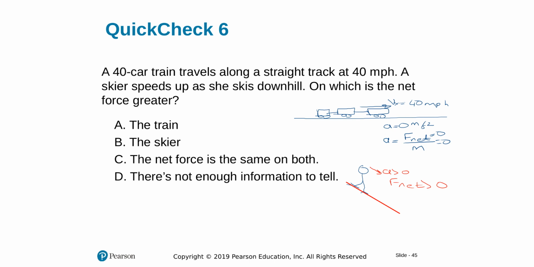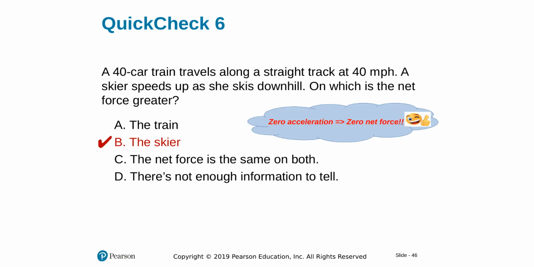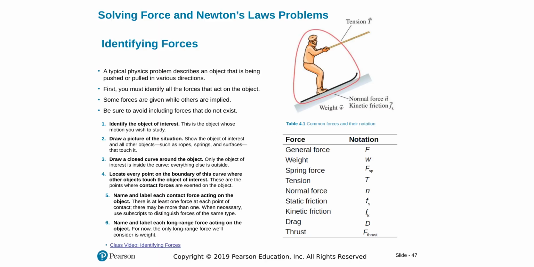On which is the net force greater, we already answered by walking through and thinking about it. On the skier, the net force is greater because it's not 0. But it is 0 on the train. So the answer is the skier. Keep in mind, rule of thumb, 0 acceleration, 0 net force. This one we could talk about, but we'll talk about it in more detail.